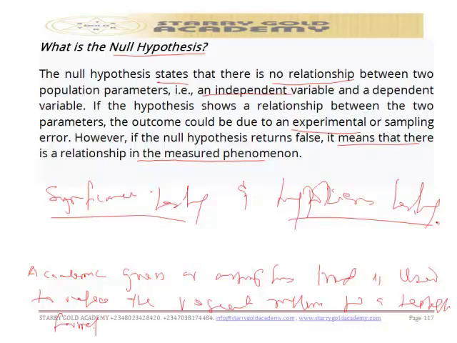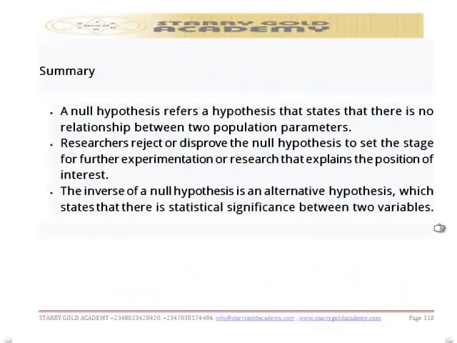Now, let's summarize what we just said. The first thing is that null hypothesis refers to hypothesis that states that there is no relationship between the two population parameters. That is one. Two, researchers reject or disprove the null hypothesis to set the stage for further experimentation or research that explains the position of interest. And the third one is that the inference of a null hypothesis is an alternative hypothesis which states that there is statistical significance between two variables.